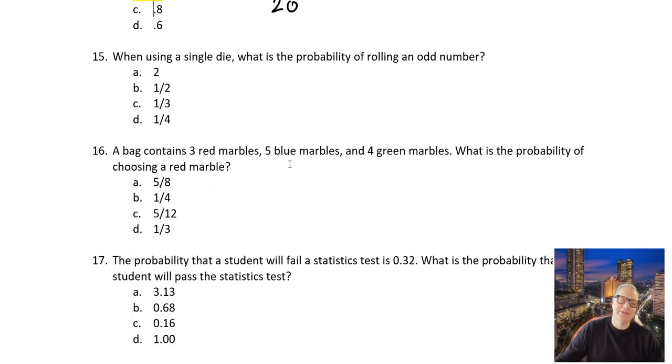When using a single die, what's the probability of rolling an odd number? And of course the set is 1, 2, 3, 4, 5, 6. Odd numbers: 1, 3, 5, so 3 over 6, 1/2.